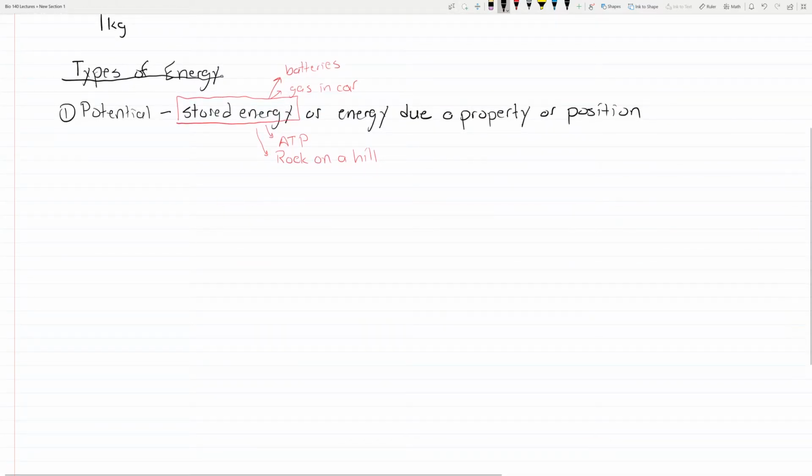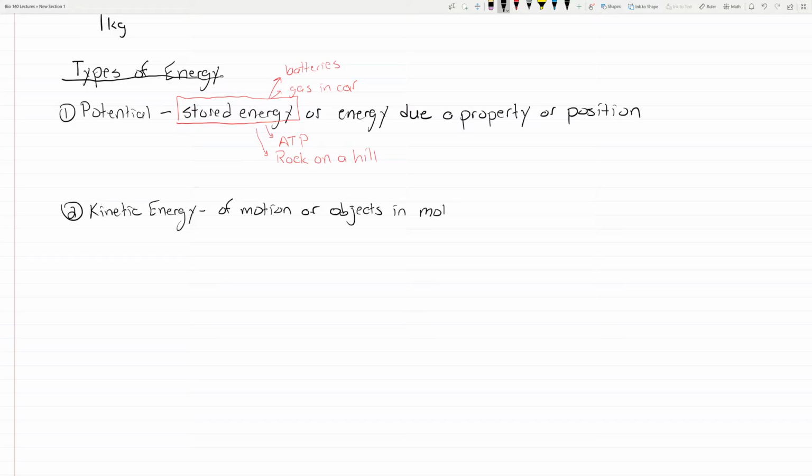Then we have kinetic energy. And basically this is the energy of motion, or objects in motion. Okay. And they are directly related, potential energy and kinetic energy. And we're going to show you how they're related right now.